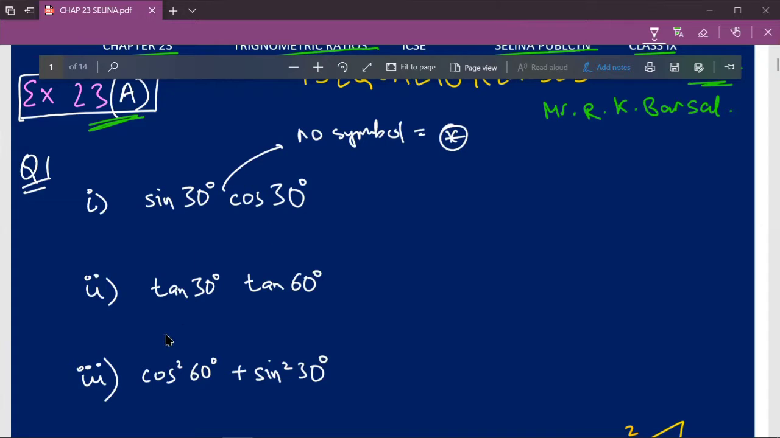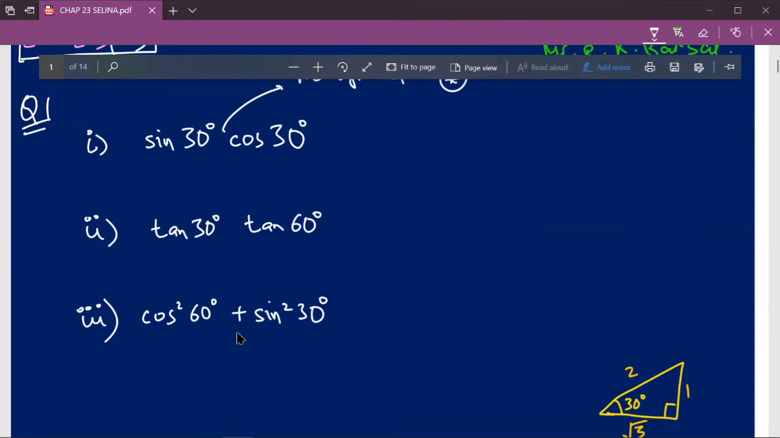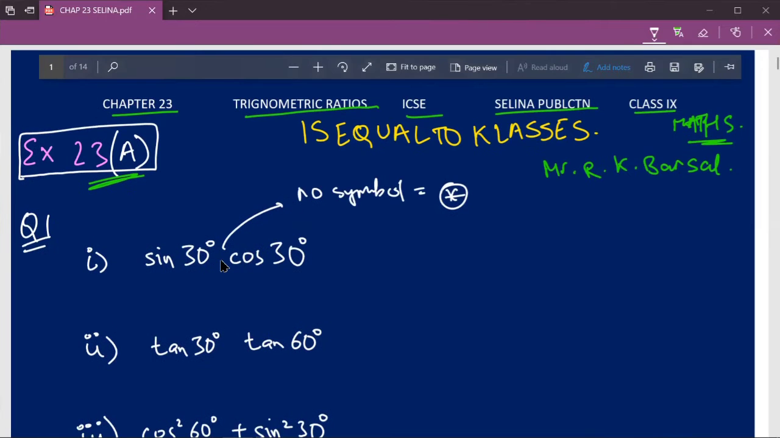Say for example, we'll move on to a third question, and in the third question there's actually a symbol given here, which is the addition symbol. So there is a specific sign given here, but here it is not. So we'll assume it is a multiplication symbol. So with that in mind, sine 30 degree cos 30 degree can be translated as sine 30 degree into cos 30 degree. And then I'll first solve this part and then this part.